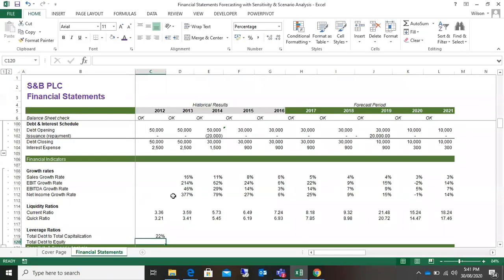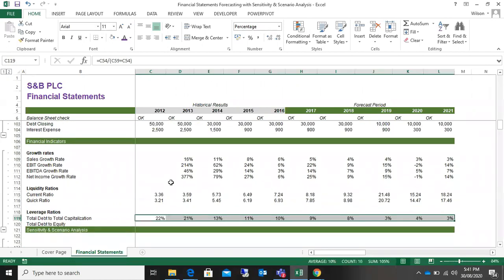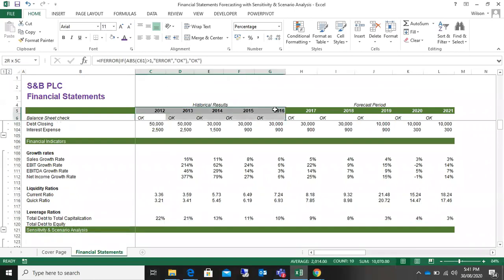Okay, so now for total debt to total capitalization, I've shown you how this formula works. So what I'm simply going to do is take this down here. You should be able to interpret this result as well. You look at the historical result, and you can see that it is increasing at a decreasing rate. Please note my word, it is increasing at a decreasing rate.